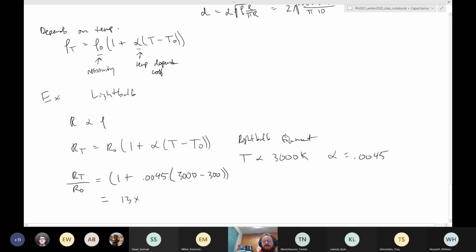So if you change the temperature a lot, this can have a big impact on the resistance. So moral of the story, resistivity depends on temperature. This is just for a light bulb filament. And we're already a minute over. Does anybody have any questions?